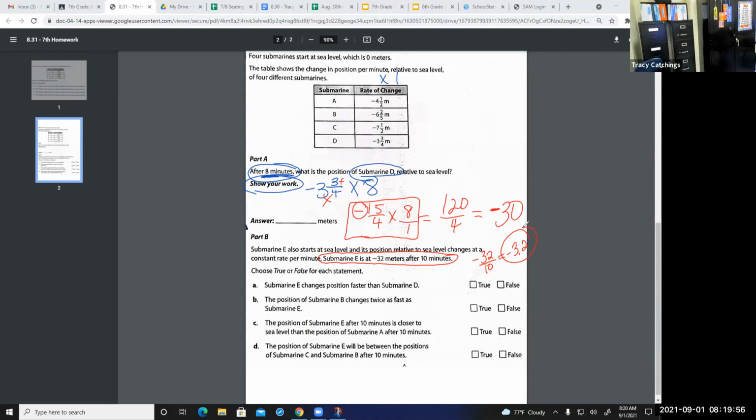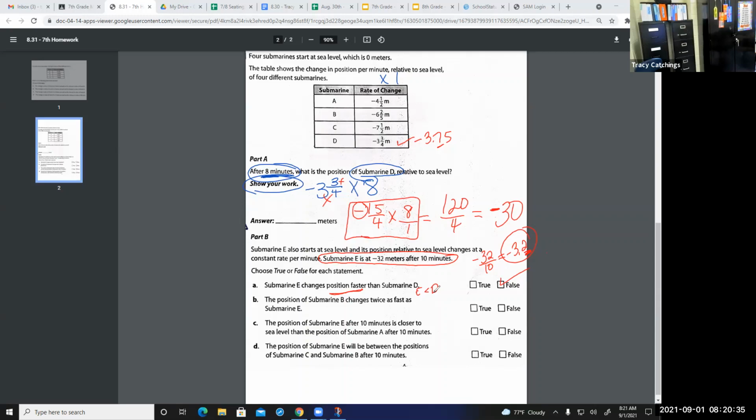All right, so they said E changes fast. Well, let's go back to D. D was at negative 3 3/4. Before we can compare that, we need to put it in the same form. So what's 3/4 as a decimal? So that would be negative 3.75. So it's 3.75 and then 3.2. 3.2 is faster than 3.75? No. So that means A would be false. And then some of you said that E is less than D. Some of you actually put the number 3.2 is less than that. That's called showing me your work that you understand.